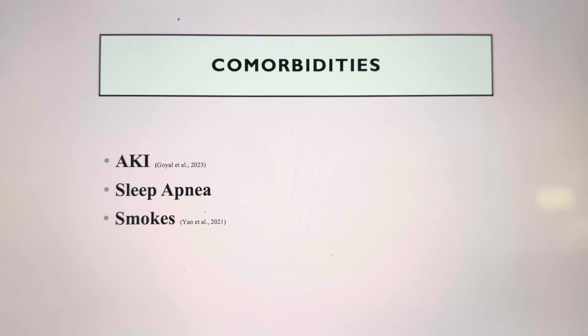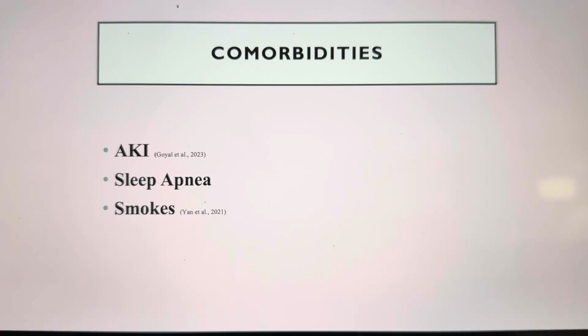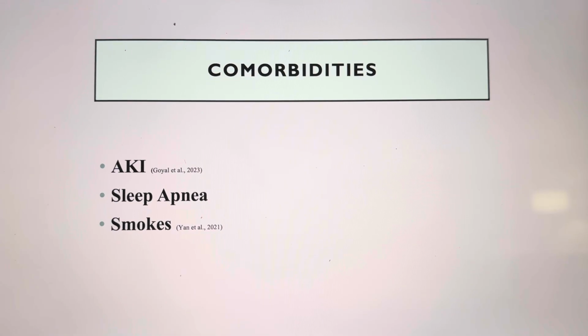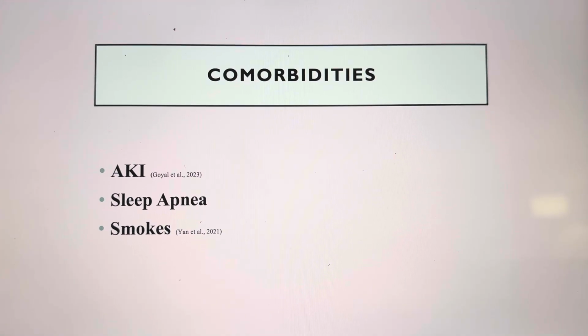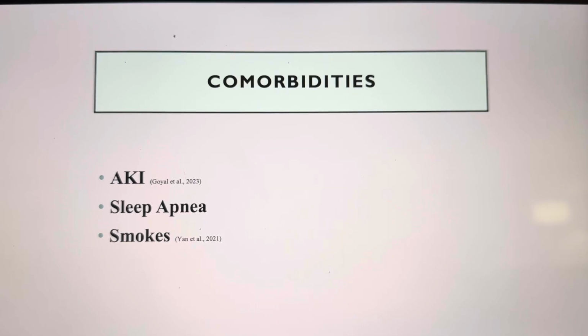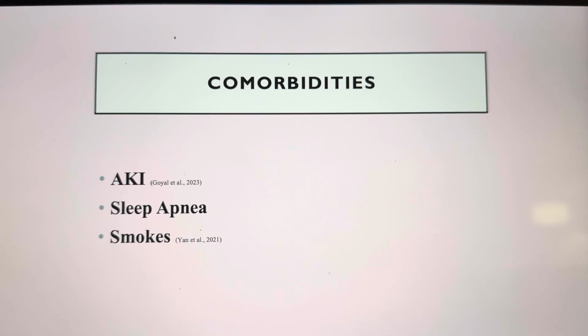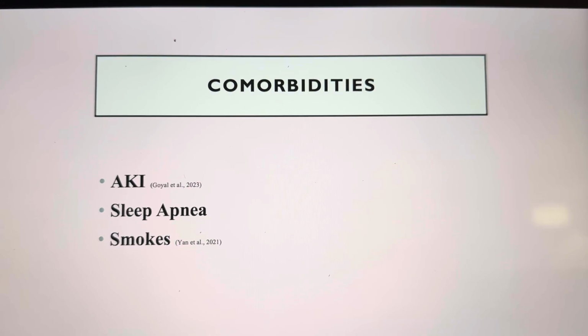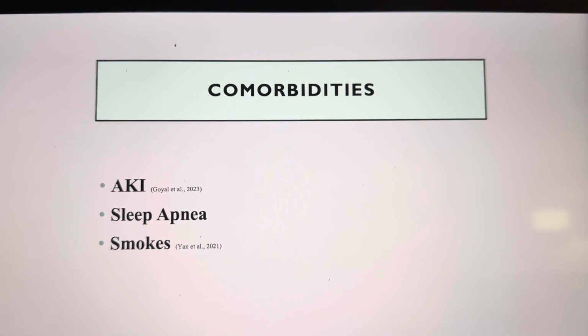Moving on to the patient's comorbidities. The first one that will be discussed is acute kidney injury. Acute kidney injury occurs when the kidneys are suddenly not able to filter waste products out of the blood. Acute kidney injury can have many different causes, but it mostly takes place when a disease process puts extra stress on the kidneys.